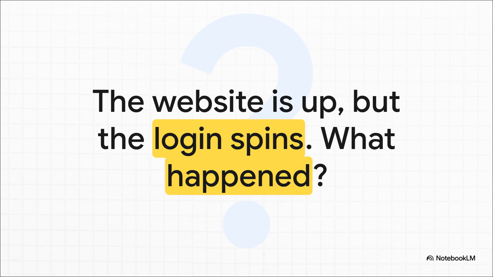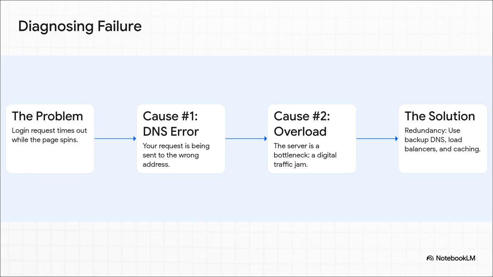So, what happened? Well, now that we know how it works, we can actually diagnose this. The first possible bad guy is a DNS error. Maybe the phone book is just out of date and sent your login request to the wrong server. But a more likely cause, the server is just totally overloaded. It's a digital traffic jam. Too many people are trying to log in at the same time, and it can't keep up. The solution to all this is one word: redundancy. That means having backup systems, like multiple servers to balance the load, so if one gets too busy, another one can just pick up the slack instantly.